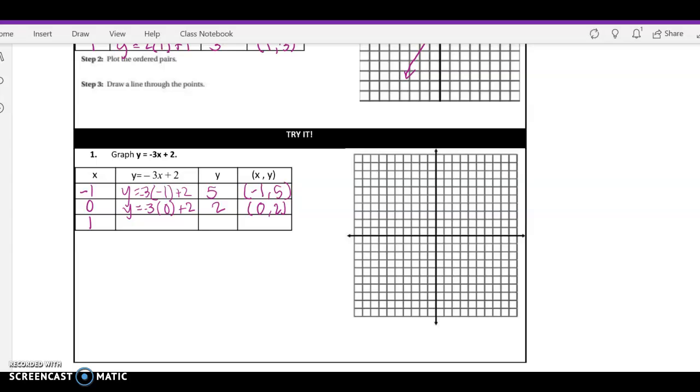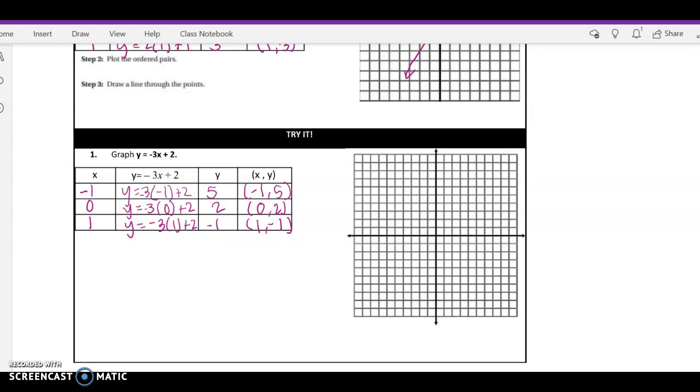And then when I plug in a 1, I have -3 times 1 is -3, plus 2 is -1. So I have 1, -1. So I'm going to graph it.